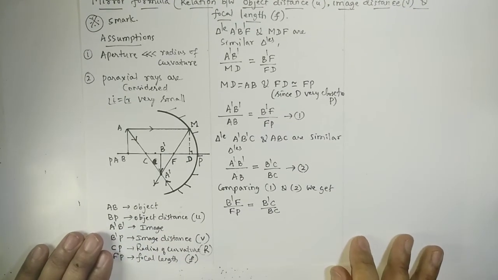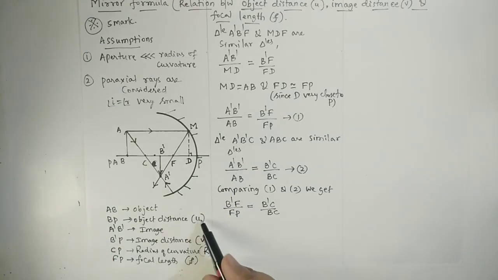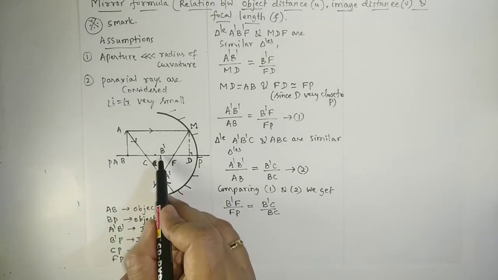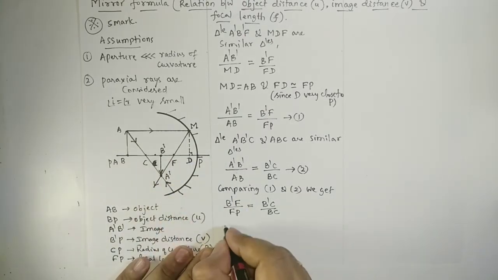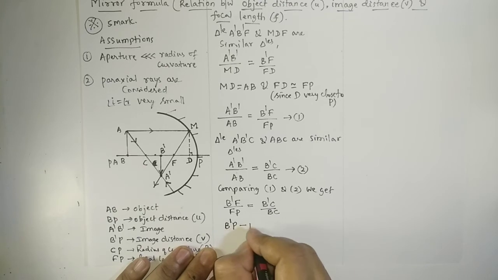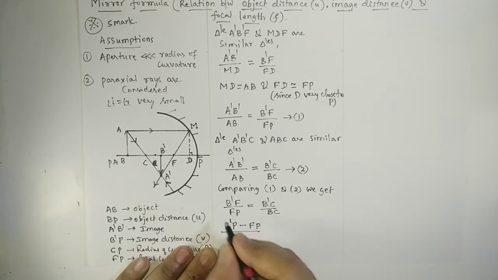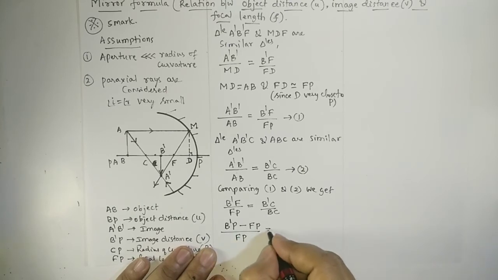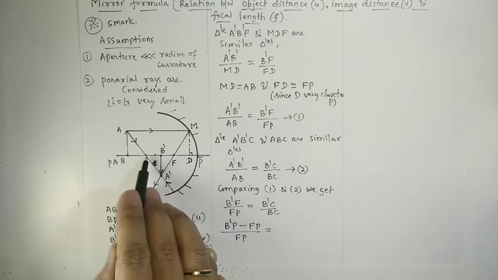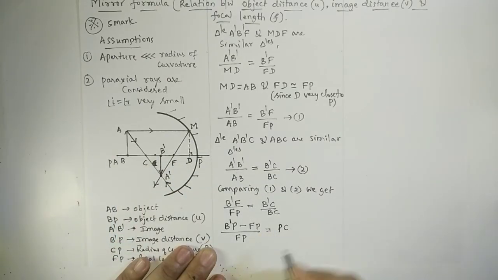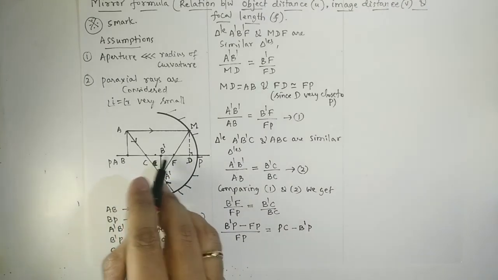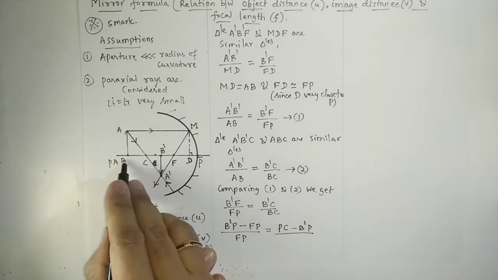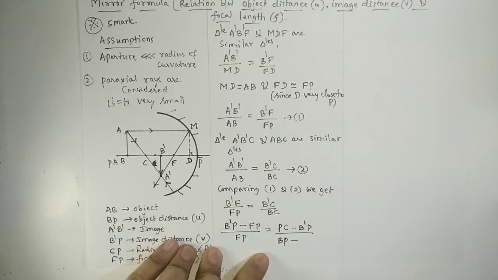Now our work is just to rewrite these values in terms of the object distance, image distance, radius of curvature and focal length. So let us see how exactly we write it. The value of B'F can be written as B'P minus FP, where FP is the focal length. In the same way, rewrite B'C: B'C can be written as CP minus B'P, and BC can be written as BP minus CP.